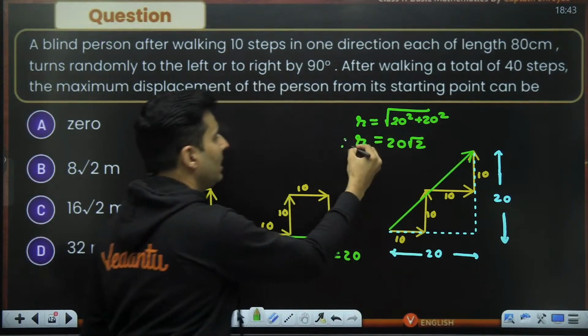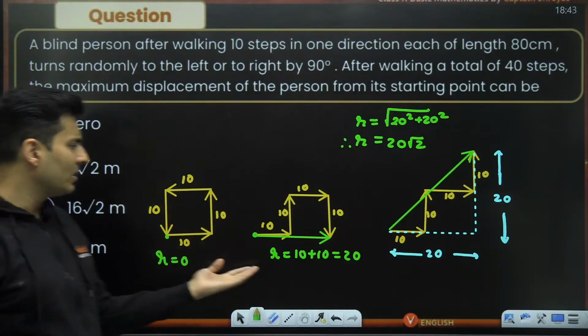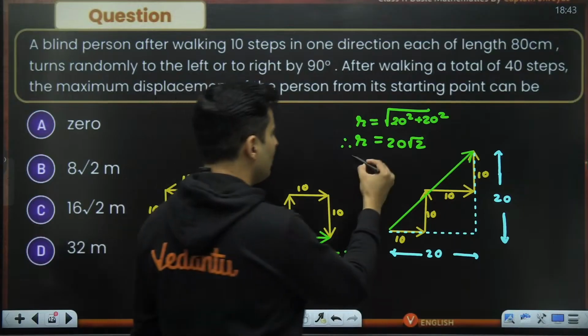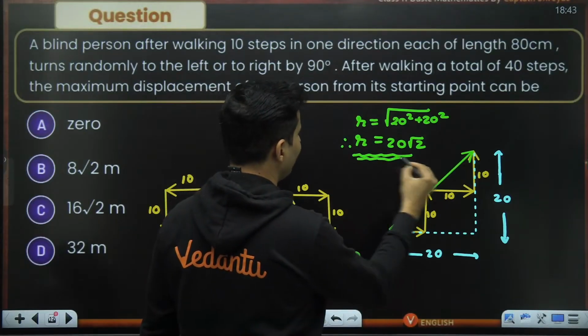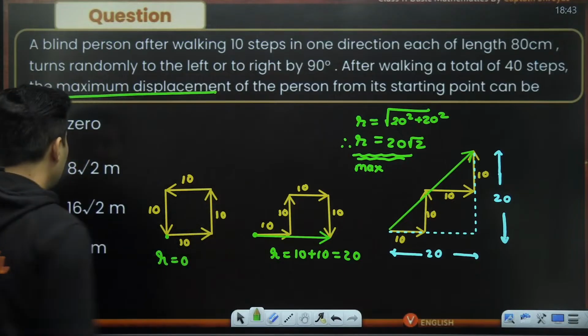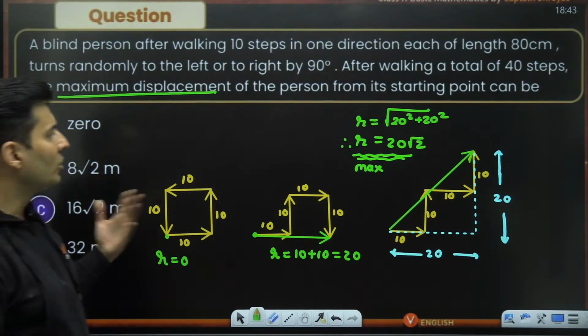So out of the three, which one is the maximum farthest displacement? This is 0, this is okay. This is 20 root 2, which is definitely the maximum. This is definitely the maximum possible displacement. So hence the answer will be 20 root 2.